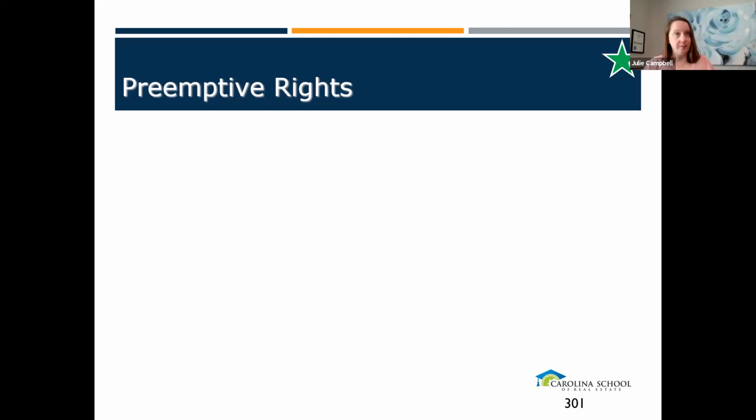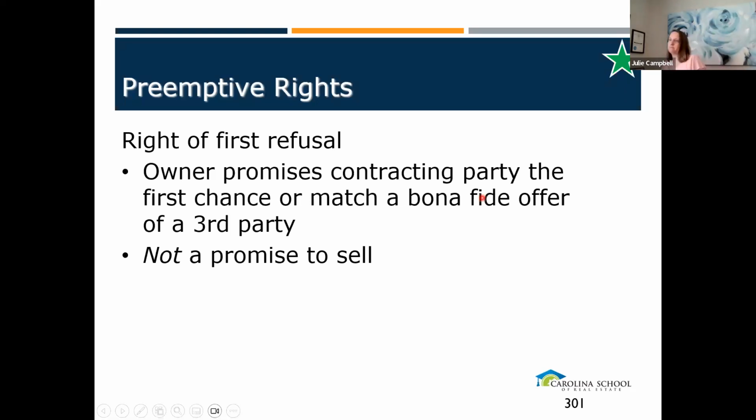And we have a couple different types of preemptive rights. The first type of preemptive right is the right of first refusal. This, I think, is something common to find in leases. Somebody asked about a rent to own a few minutes ago. I think this would be more common to find in leases. The owner's not promising to sell. What the owner is saying in a right of first refusal is if I do decide to sell at a later time, I'm contractually obligated to come to you first.